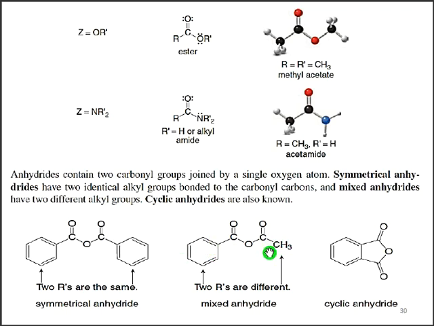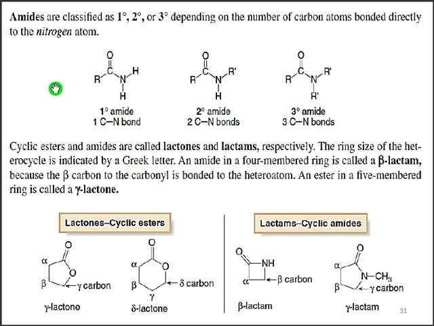Look, here we have methyl and here we have ethyl. And also the last type is cyclic anhydride. Look, here we have a cycle, and the ring contains carbon, oxygen, carbon. It will be cyclic anhydride.